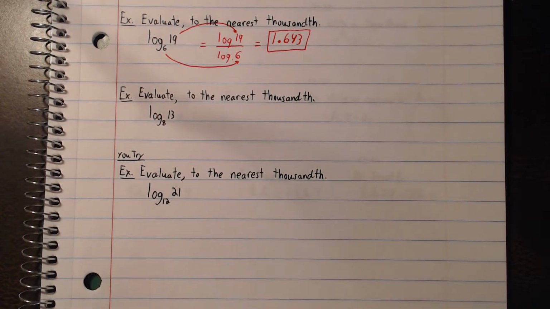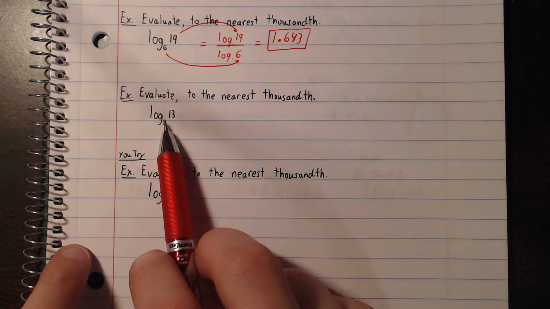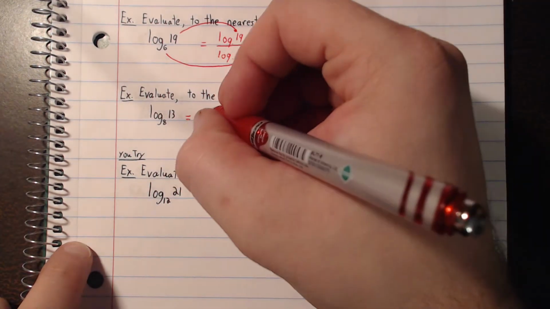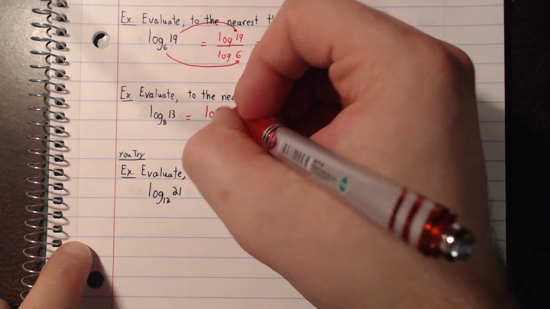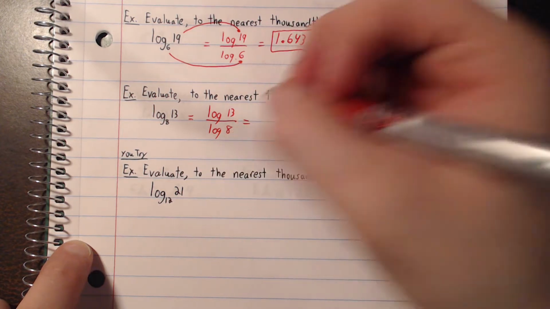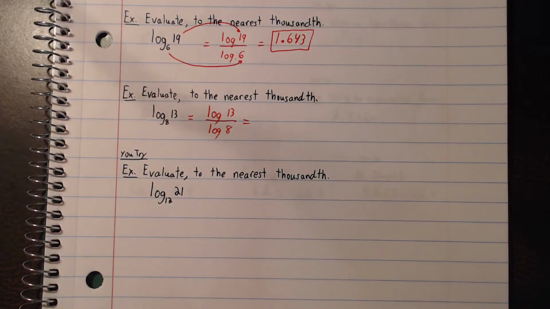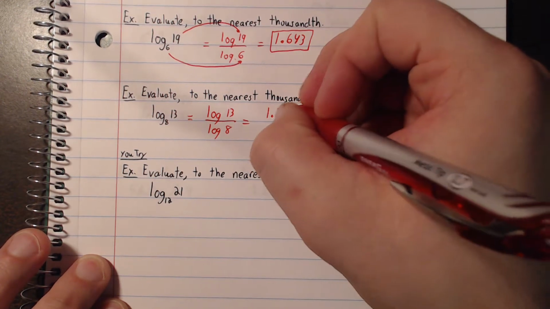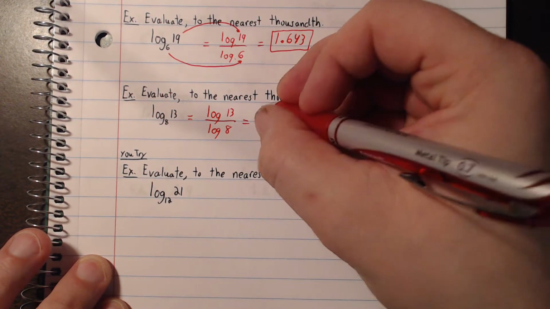So here's another one. Okay, again, we're just rounding to the nearest thousandth. We have log base 8 of 13. So we're going to rewrite that using log base 10. Log of 13 divided by log of 8. Type that into a calculator of some sort, and they tell us 1.233.